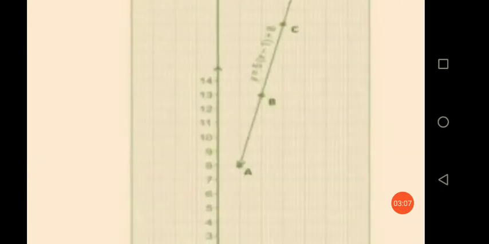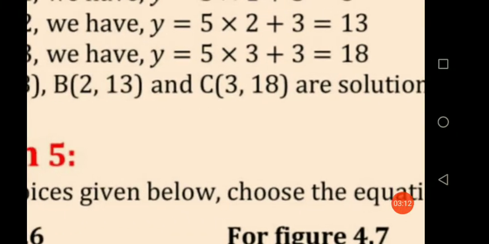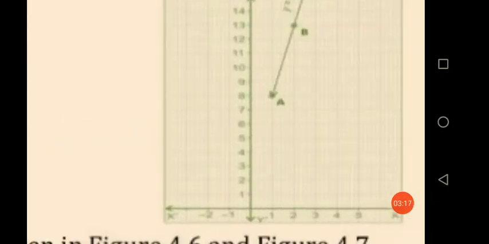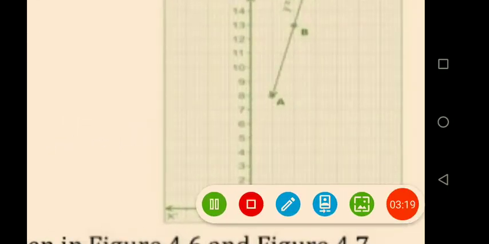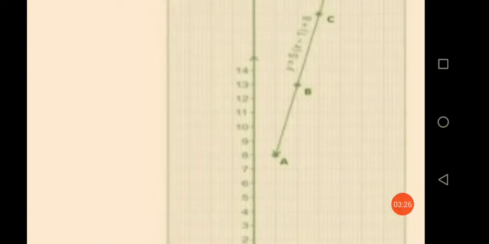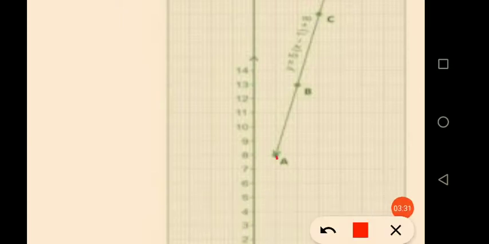This is our graph. Here we will put the points. What is the first point? The first point is 1, 8, which means x is 1 and y is 8. So this point A will be here. Then the second point is 2, 13. So that point is here, B. And the third point is C here. Then we join all the 3 points and we will get the equation of the line.